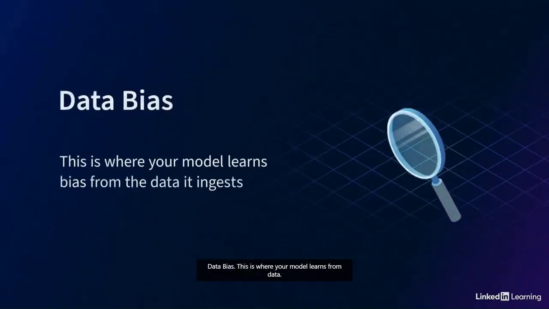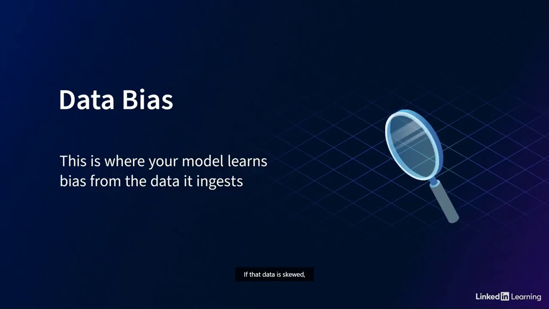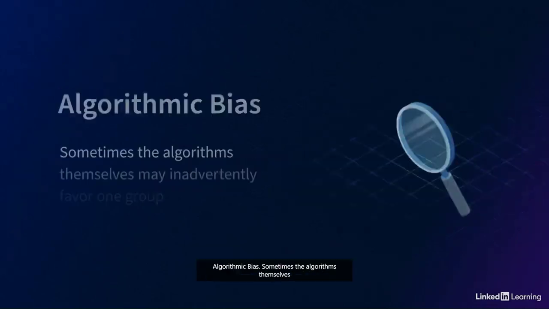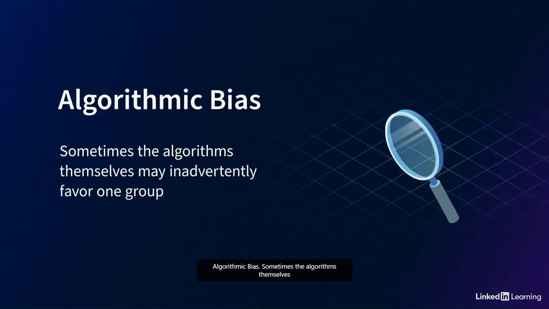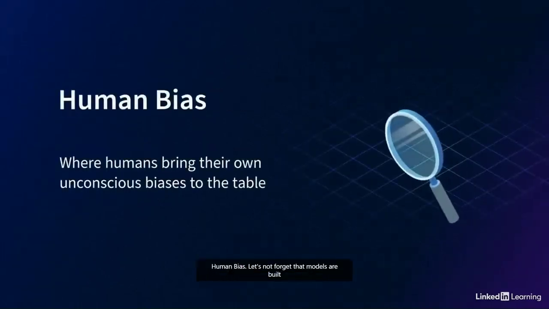Bias can creep in at various stages. Data bias. This is where your model learns from data. If that data is skewed, your model's predictions will be too. Algorithmic bias. Sometimes the algorithms themselves may inadvertently favor one group. Human bias. Let's not forget that models are built and deployed by humans, who bring their own unconscious bias to the table. This is when that happens.